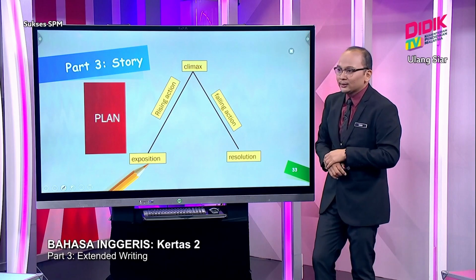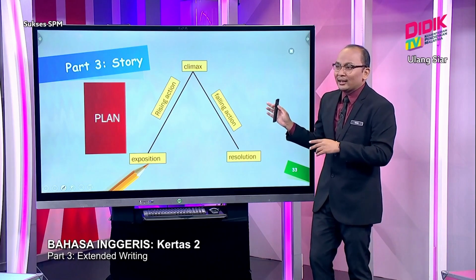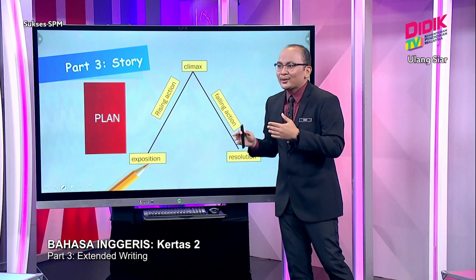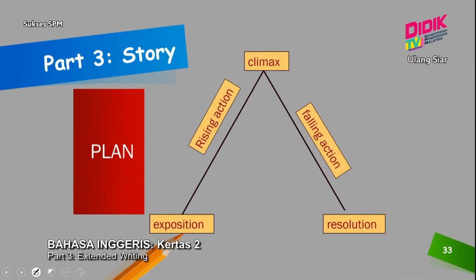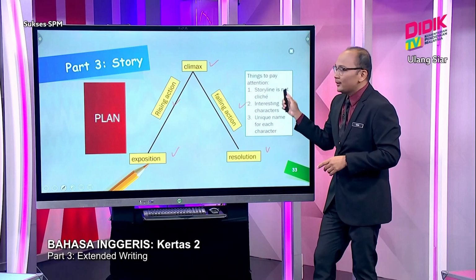And for story, we go on to the next one, which is a very common choice by our students out there. So please remember, for story, pay attention to this. There must be a triangular plot like this. In your plan, there must be an exposition, a rising action, a climax, a falling action, and also a resolution. Okay, things to pay attention to.